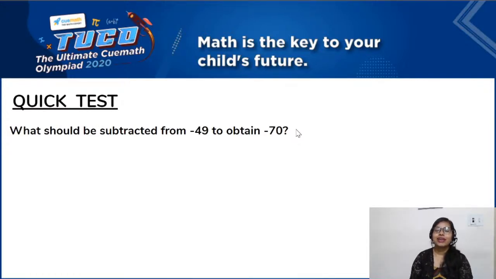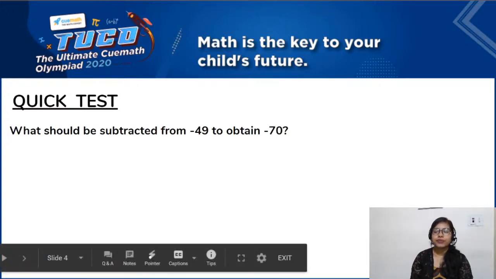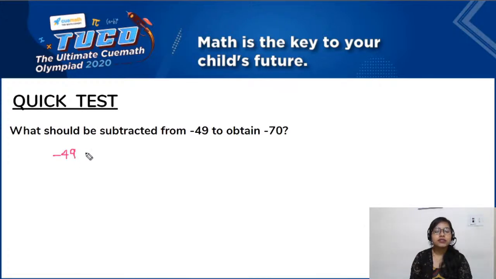All right. Now let me quickly take you through this. It's asked what should be subtracted from minus 49 so that you get a minus 70. Now let's say I ask you what needs to be subtracted from 5 to get a 3. What would your answer be? You would get this 3 to the other side and subtract 5 minus 3, which would give you a 2. Hence 2 needs to be subtracted from 5 to get a 3.